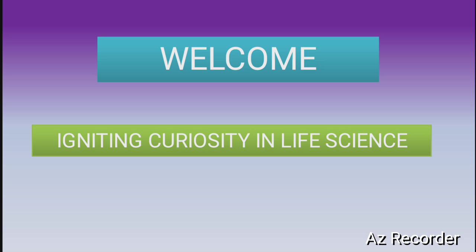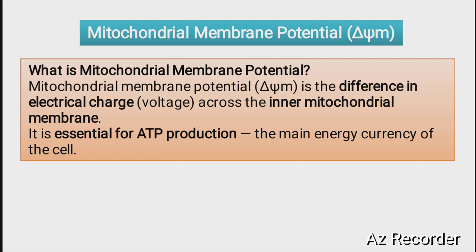Okay, let's start. Mitochondrial membrane potential. So what is mitochondrial membrane potential? Mitochondrial membrane potential is the difference in electrical charge, that is voltage, across the inner mitochondrial membrane. Okay, it is essential for ATP production, the main energy currency of the cell.